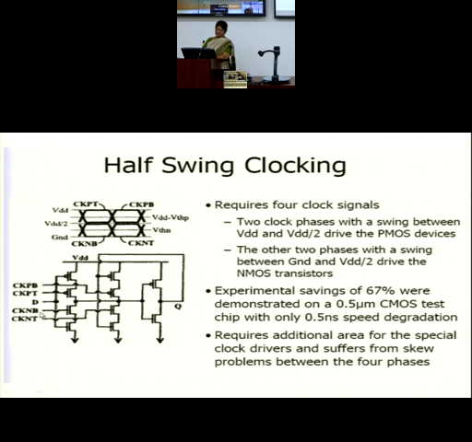So now we have clock PB, clock PT, clock NB and clock NT. 4 phases are there. So these two are swinging between VDD and half VDD, whereas these two are swinging between 0 and half VDD. And this is your data.